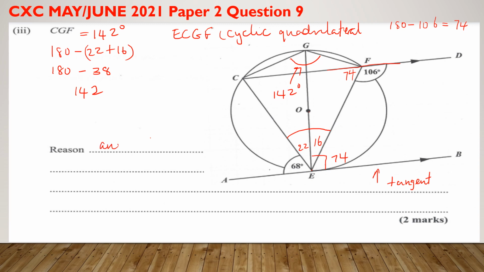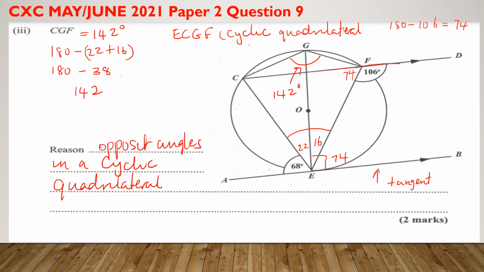Opposite angles in a cyclic quadrilateral add up to 180 degrees.